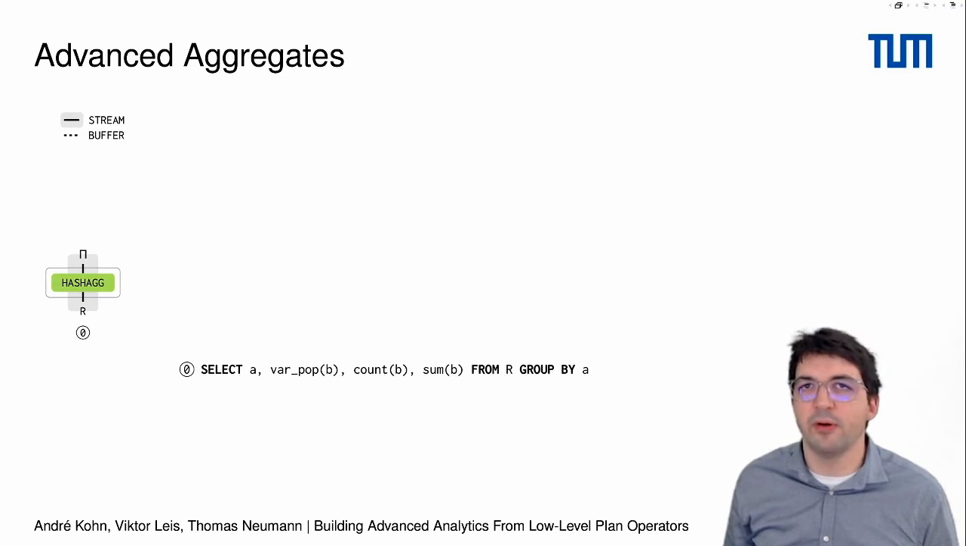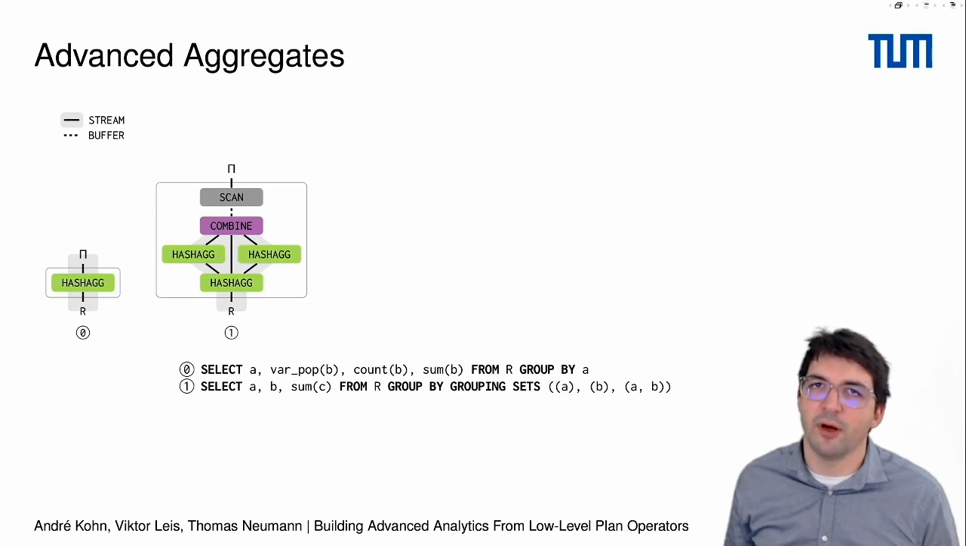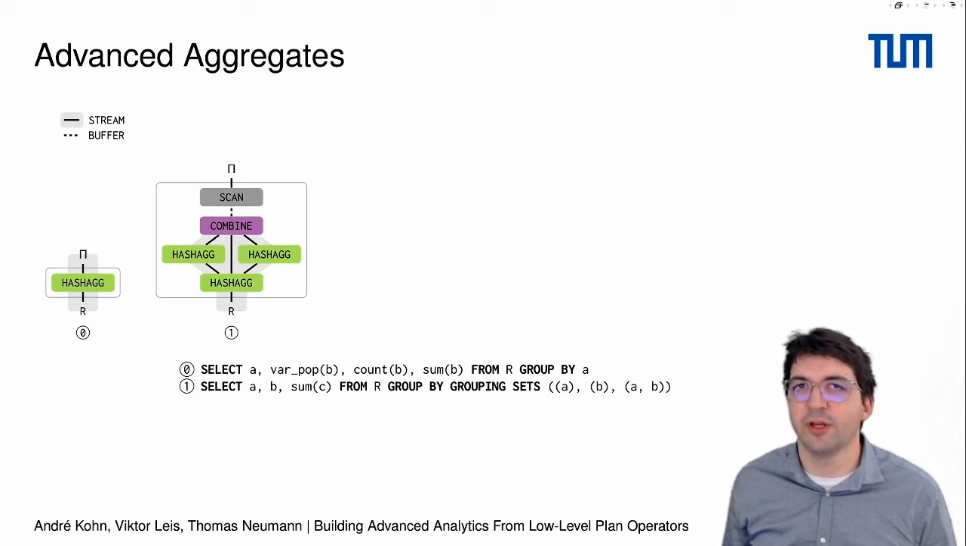Query 0 only contains a variance, a count, and a sum, and can be computed with a single hash aggregation operator. The gist of this query is the fact that the count and sum aggregates are actually redundant, since the variance will internally compute both as well. Query 1 uses grouping sets to compute the sum grouped by multiple keys at once. We evaluate grouping sets efficiently by aggregating specific groupings first, here A, B, and reaggregate the results by key prefixes afterwards.